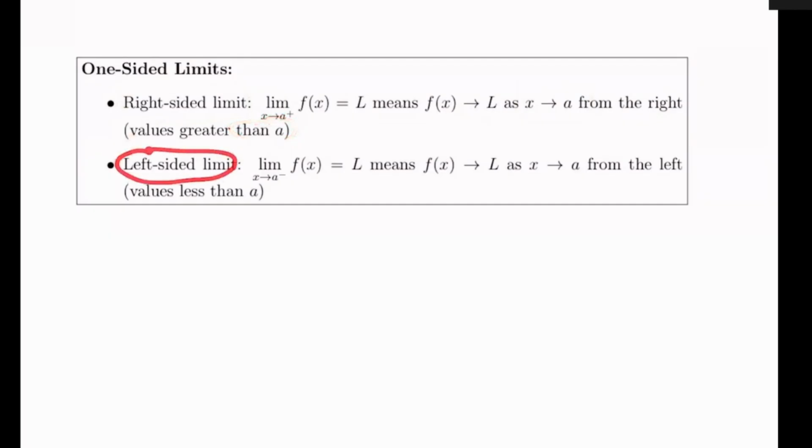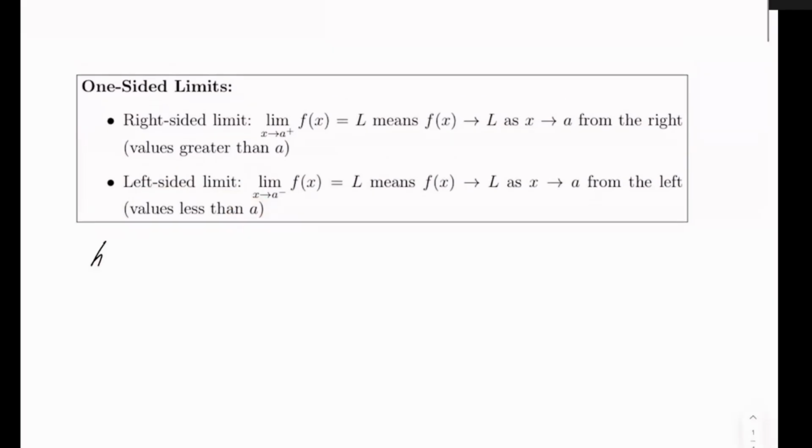On the left side, the left-sided limit would be the limit of f of x as x approaches a with this negative sign, meaning that it's from the left, equals L. So we can read it as f of x approaches L as x approaches a from the left side. So values are smaller than, or less than, a, okay? Now let's look at an example.